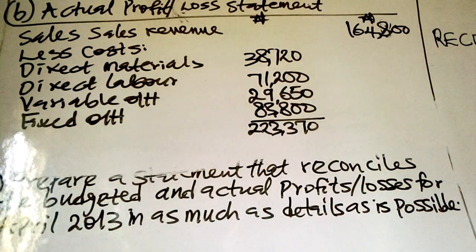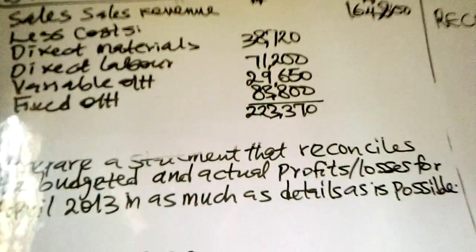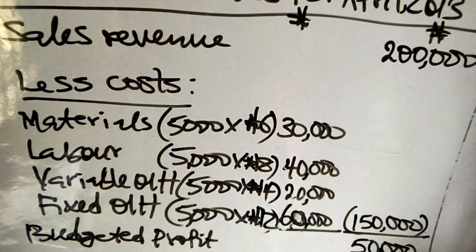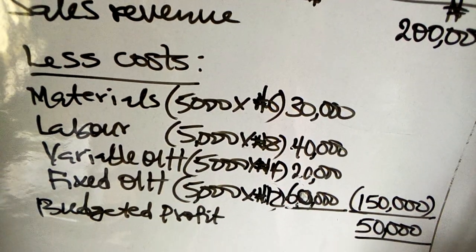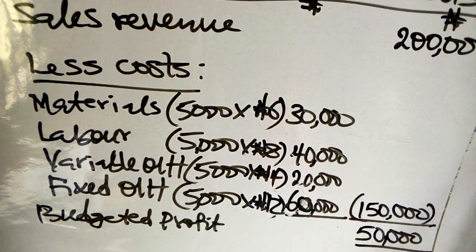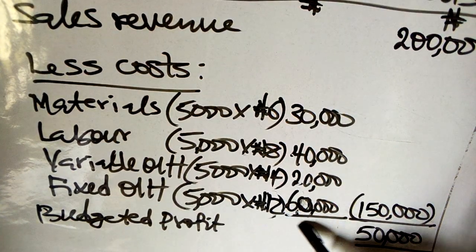Now from this, we less closing inventory. Remember when we're preparing the budgeted profit or loss statement, no closing inventory was considered. I didn't say less closing inventory. Why?